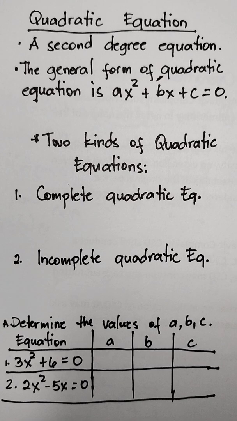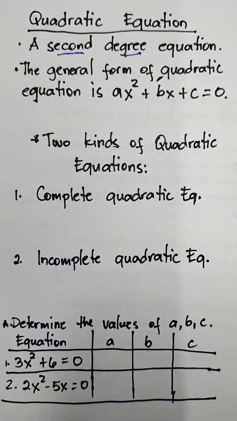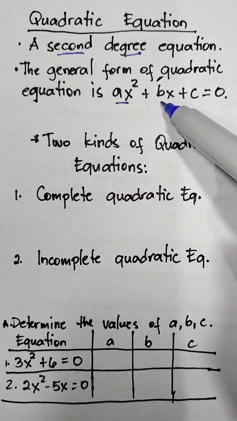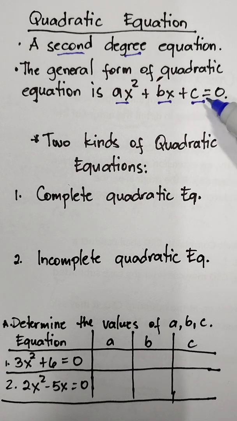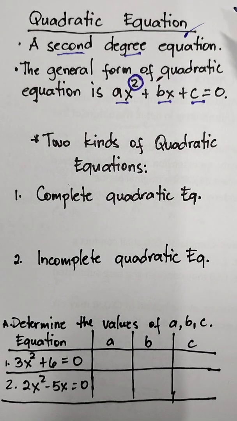So today we will discuss quadratic equations. When we say quadratic equation, it is a second degree equation. When you say second degree, the exponent is 2. The general form of a quadratic equation is ax squared plus bx plus c. This is the general form of a quadratic equation. Because of this exponent, it is a quadratic equation, a second degree equation.